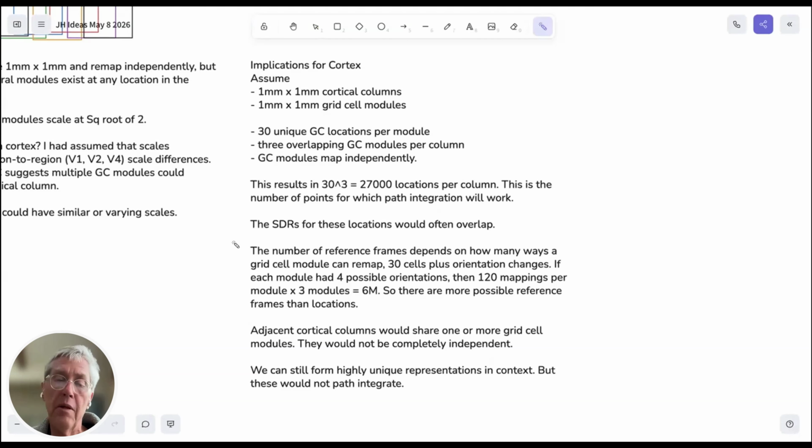So the current thinking is something like the following. It may be a hybrid approach. Maybe the mini columns in layer 6 are really representing the coincidence of these three grid cell modules. So I have one representation, this three grid cell module representation, and it does path integration. It's not as high resolution as I'd like, and not as many points as I'd like, but it does work for path integration.